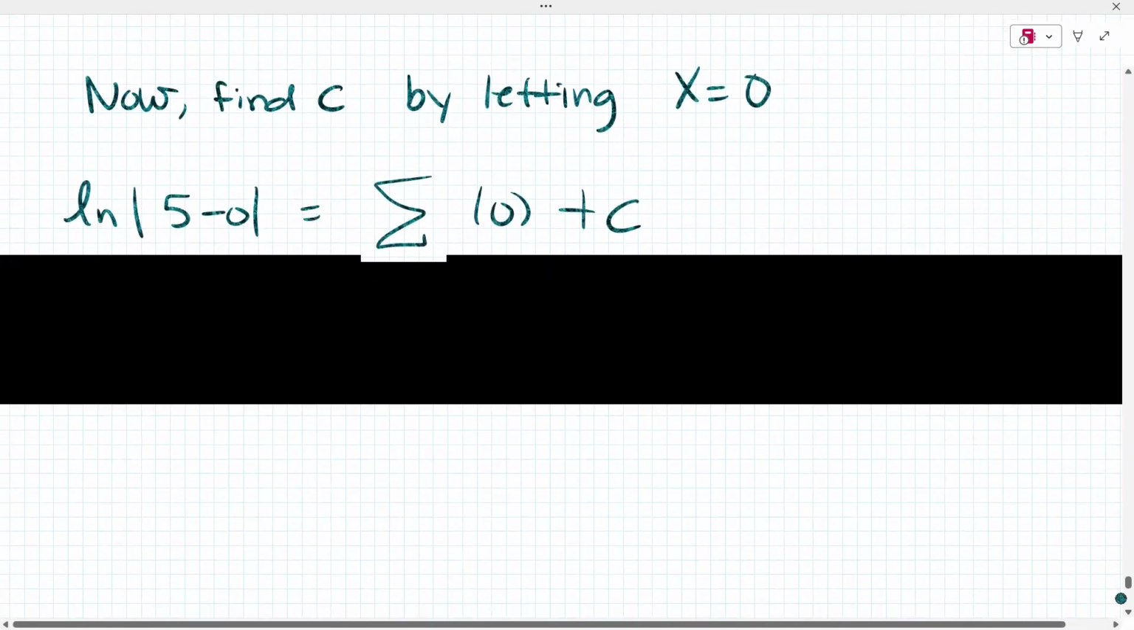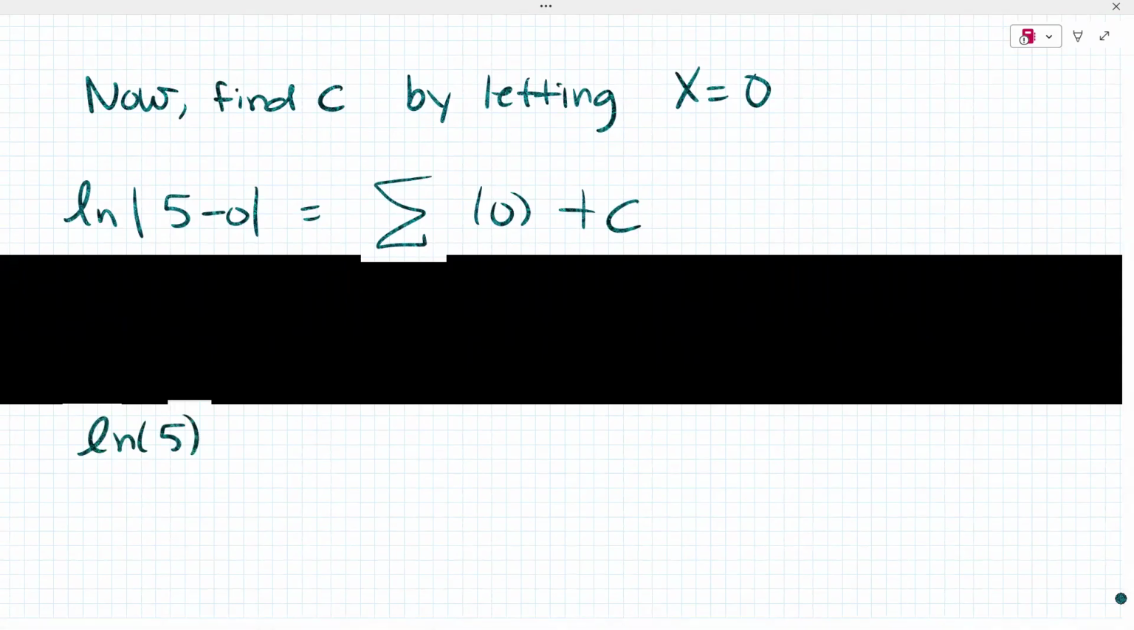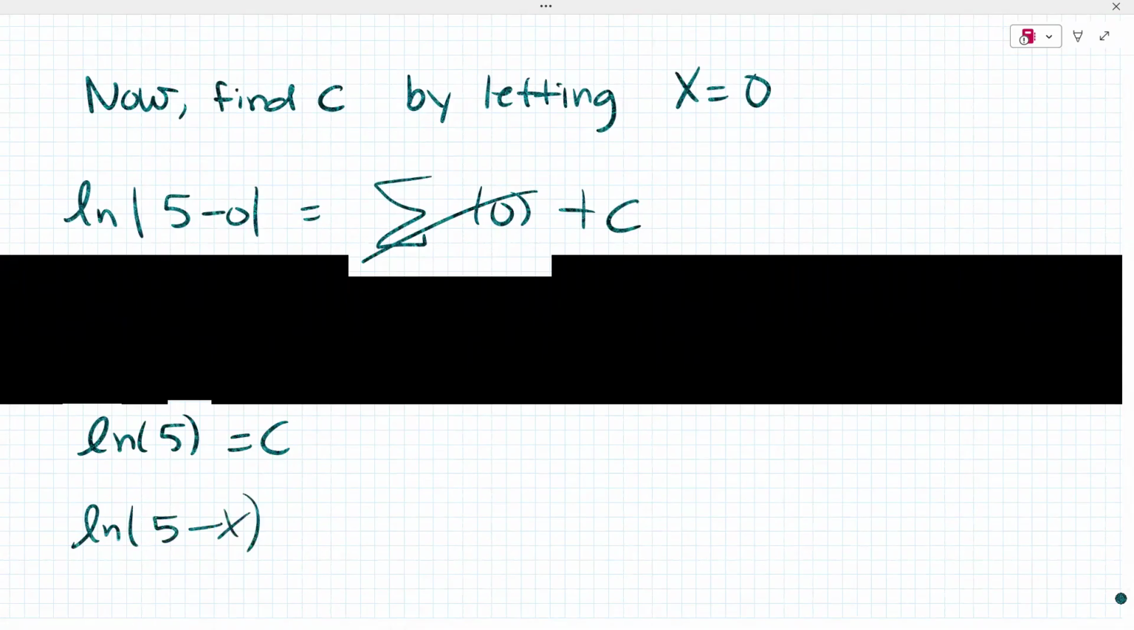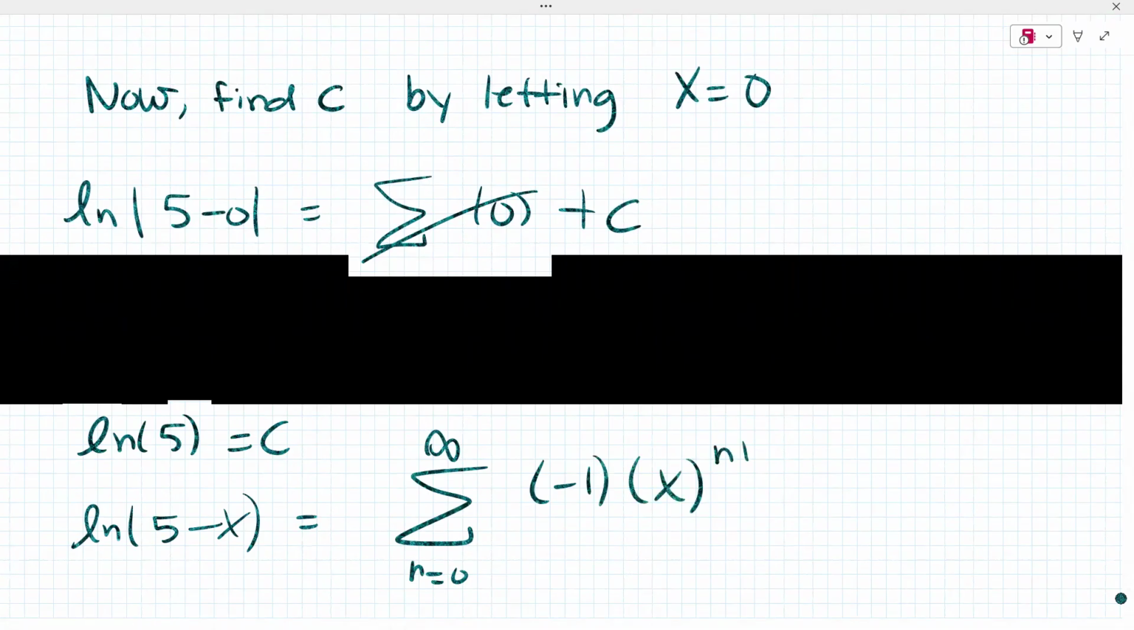Okay, so your c is basically ln of 5, right? This is 0, and so you're left with c. So c equals ln of 5. So you could say ln of 5 minus x is equal to the summation of n equals 0 to infinity of -1 times x raised to the n plus 1 over 5 to the 1 plus n times n plus 1, plus ln of 5.